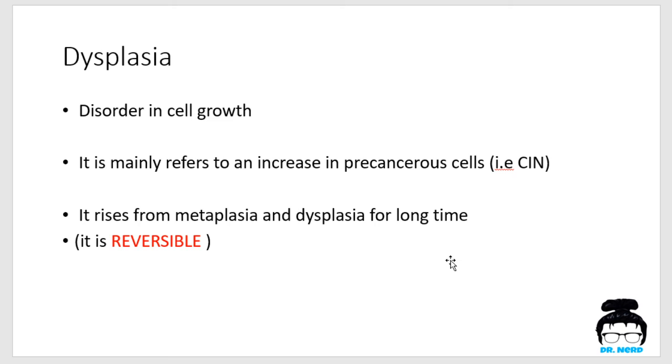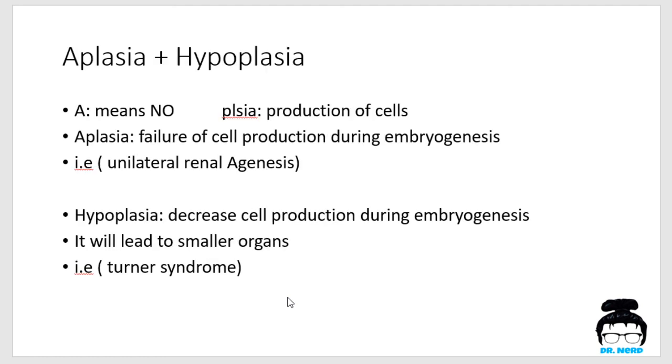Metaplasia, as we said, like in Barrett's esophagus syndrome, and hyperplasia. Sorry, it is hyperplasia, not dysplasia. Hyperplasia, like what happens in endometrial hyperplasia. So this one is hyperplasia, not dysplasia, and it's reversible unless it becomes a cancer. After it becomes a cancer, it will become irreversible. So the last thing we'll talk about is aplasia and hypoplasia.